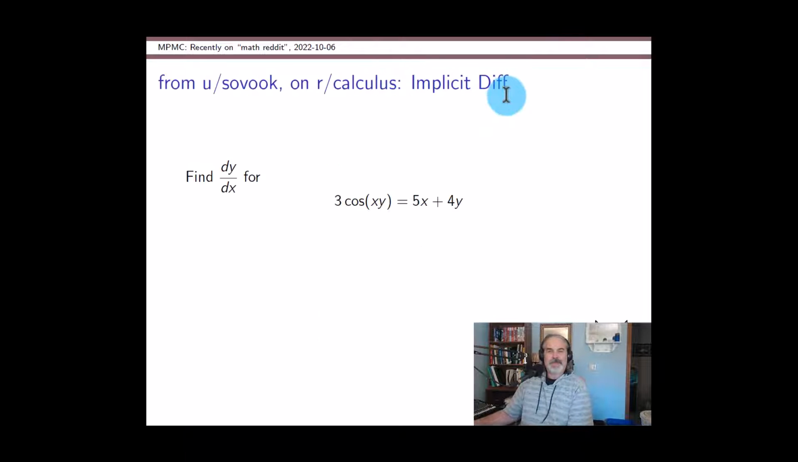So let's tackle the implicit differentiation question first. The other two, I'm going to use a writing tablet, not slides, because in particular, I didn't want to create slides for a three-dimensional region. That would take way too long.